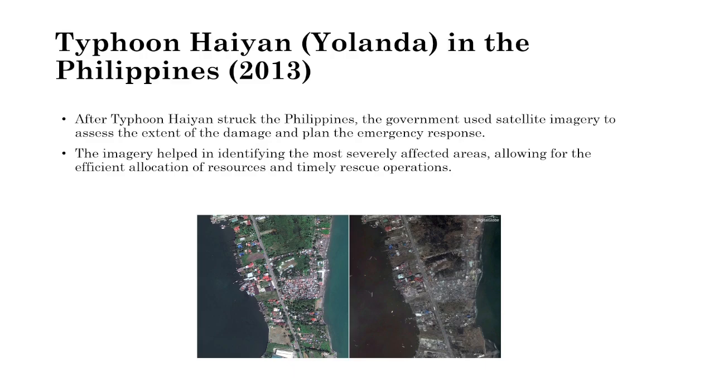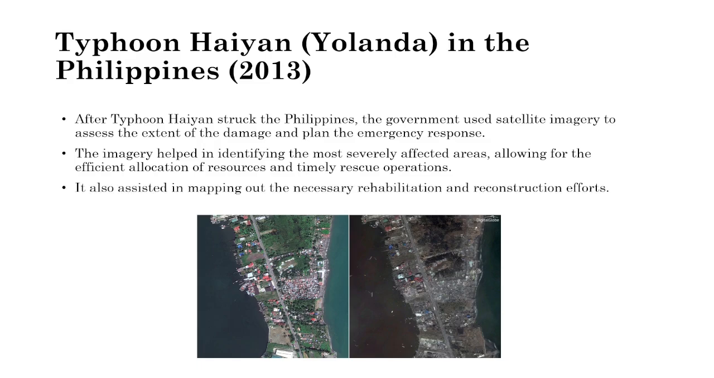The image helped in finding the most severely affected areas, and finding which areas weren't really affected. It also allowed for the diversion of resources to these affected areas, as well as timely rescue operations. They could quickly see where they needed to send the search and rescue operations. It also helped in mapping out necessary rehabilitation and reconstruction efforts.